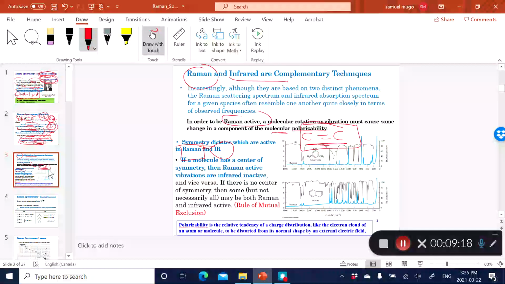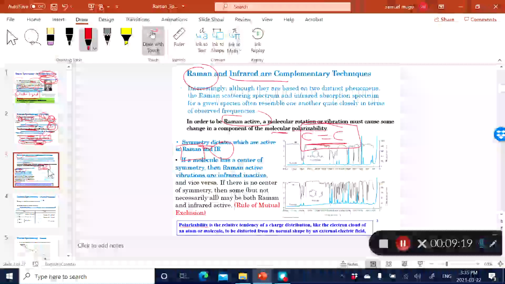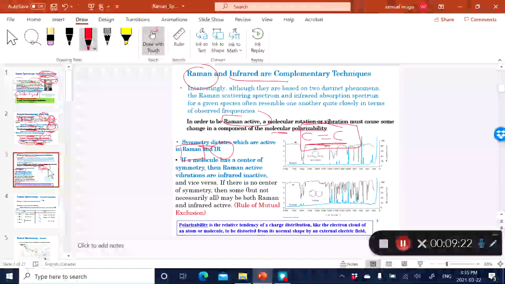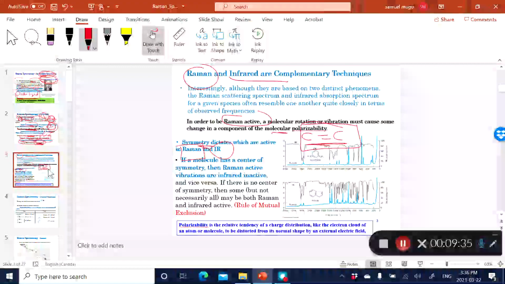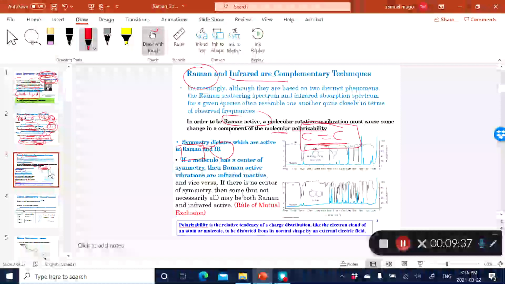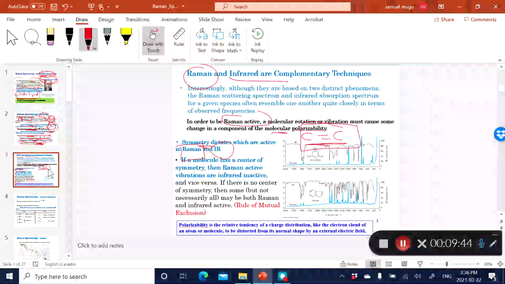Now remember, Raman spectroscopy is actually based on molecular polarization. The molecular polarization occurs when a chemical species is impinged by light, and that light, of course, is electromagnetic radiation. It causes the electron cloud within the molecule to shift. And that is the basis of Raman spectroscopy.